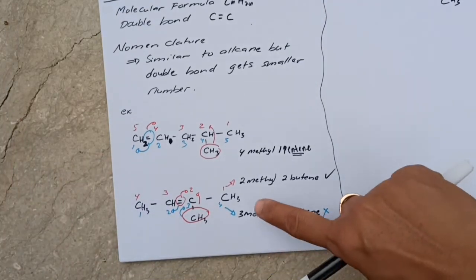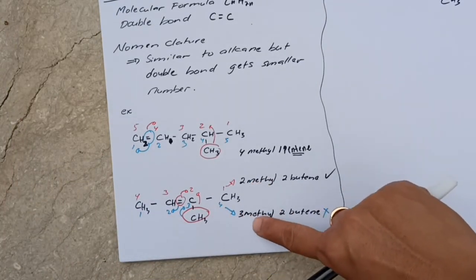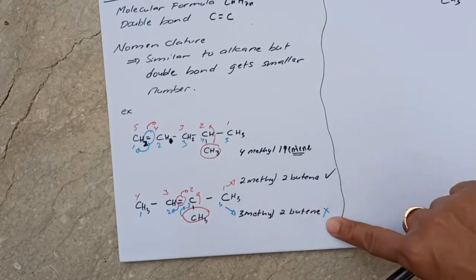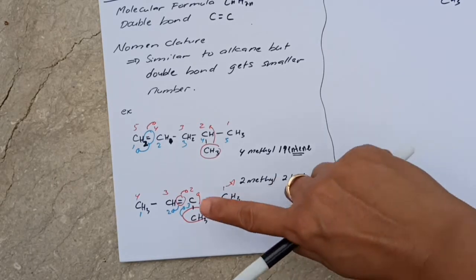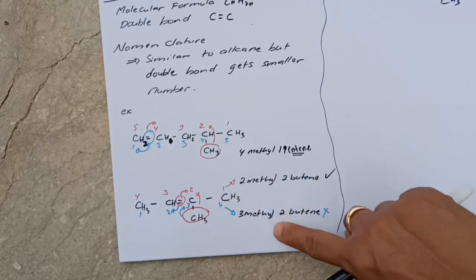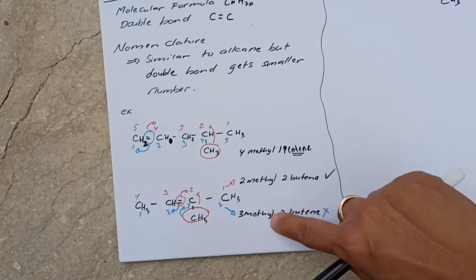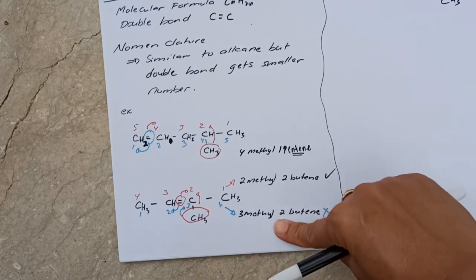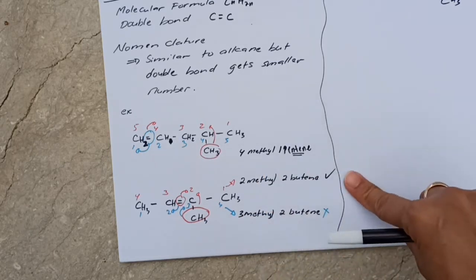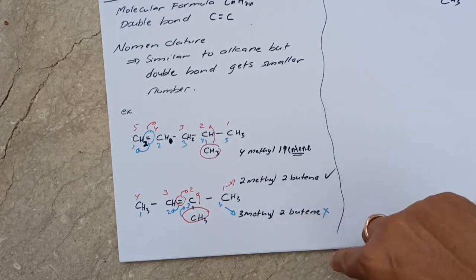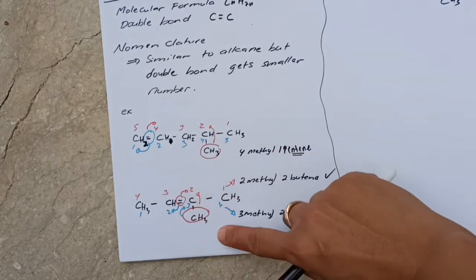Looks very simple. The difference is only in 2 and 3. But then if you're using this, yes, 2-butene, where the double bond is at number 2, but the methyl is at a different number. Still, you have to consider that the branch has the smaller number. Of course, after you consider that the bond has the smaller number.